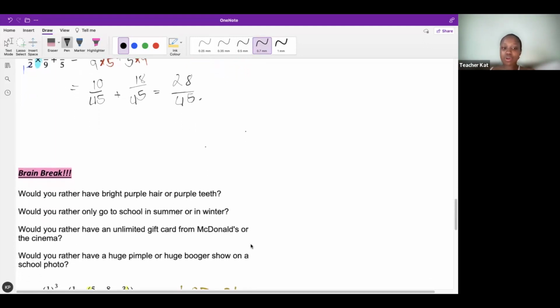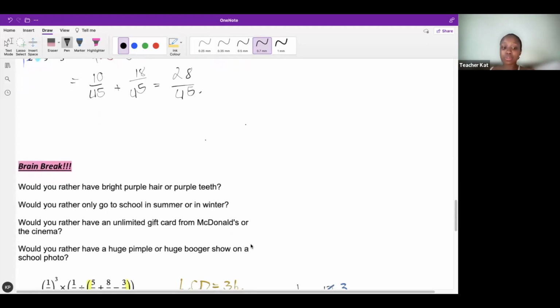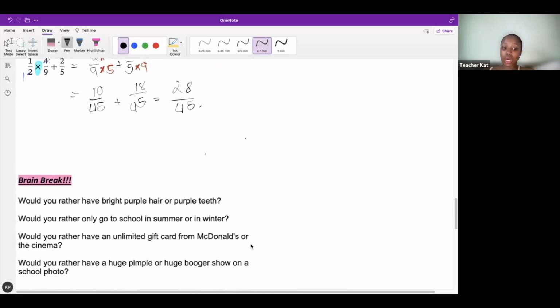And the last one, would you rather have a huge pimple or a huge booger show on a school photo? So imagine you take a nice photo and you really think I aced it, and then your photo comes back.